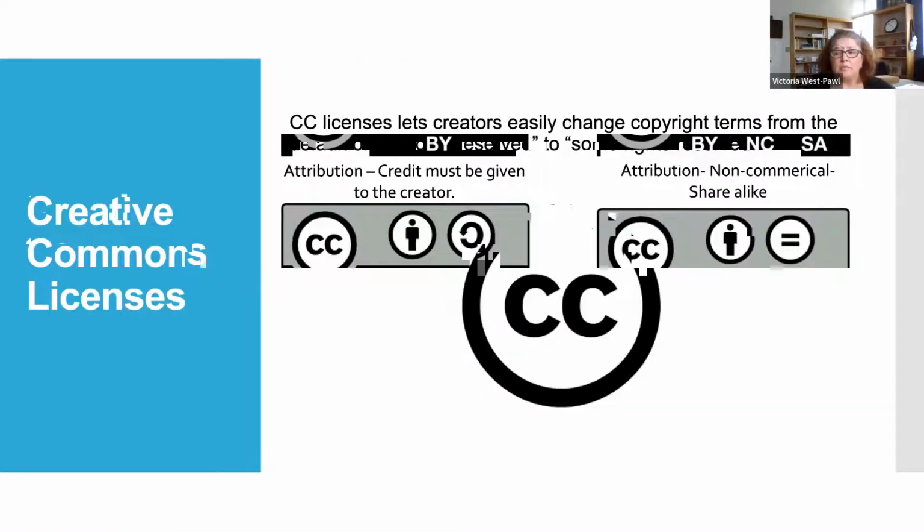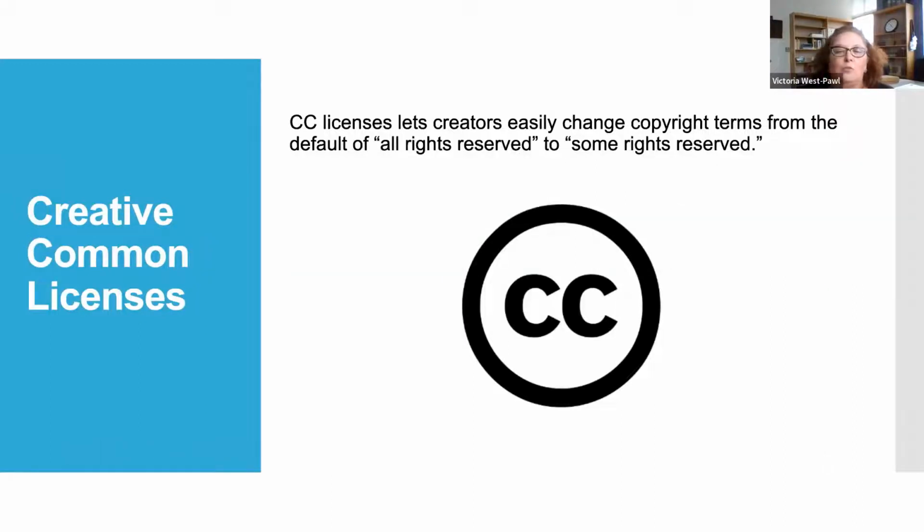However, the Creative Commons license is not an alternative to copyright. They work alongside copyright and enable you to modify your copyright terms to best suit your needs. Creative Commons has collaborated with intellectual property experts around the world to ensure that their licenses do work globally.